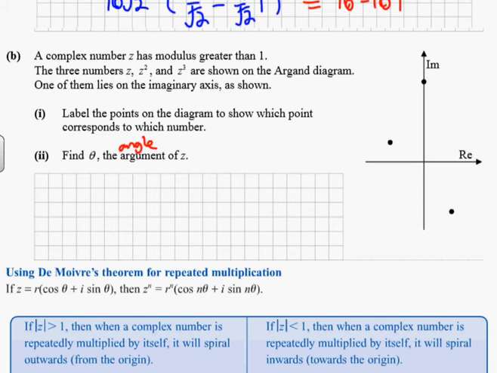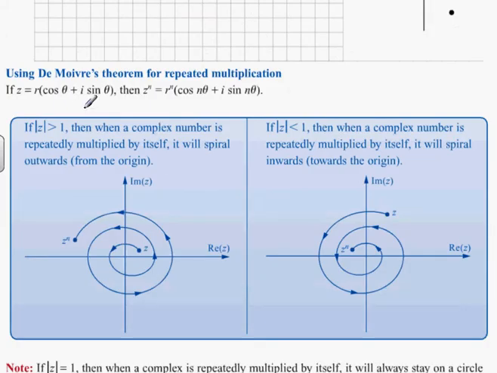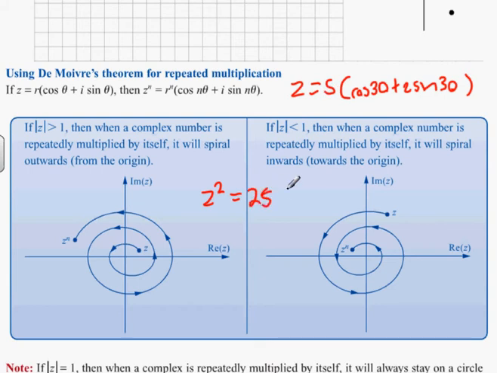Now let me explain what happens. If I have a complex number and I say z equals 5, and I'll just make up any angle I want, cos 30 plus i sin 30. Is everybody happy with that? Okay. Now, what happens when I do z squared? z squared is going to be 25, and that's going to be cos 60 plus i sin 60.